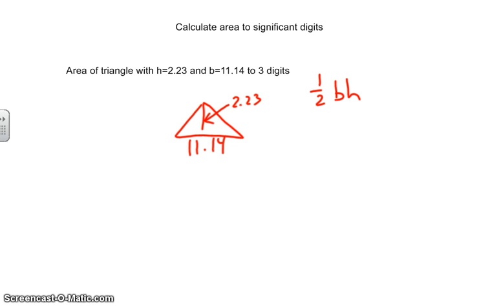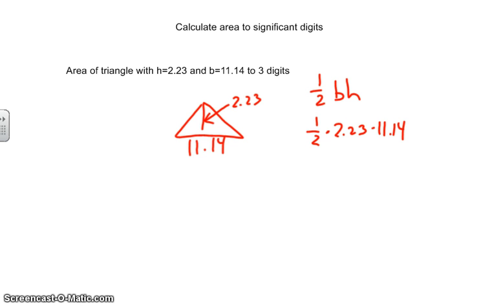Calculating area to significant digits. It says the area of a triangle with a height of 2.23 and a base of 11.14, to 3 digits. Well, I have a triangle, its height is 2.23, and its base is 11.14. The formula for the area of a triangle is 1/2 base times height. Now all you have to do is plug things in. I'm going to go 1/2 times 2.23 times 11.14.